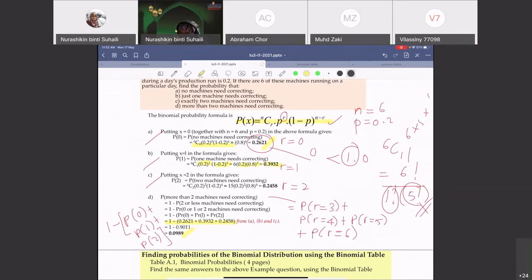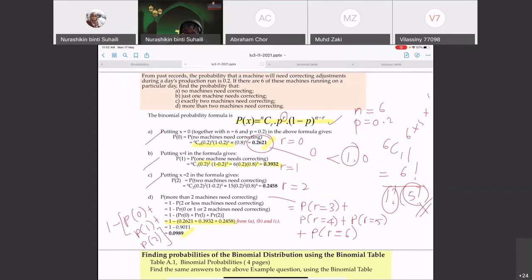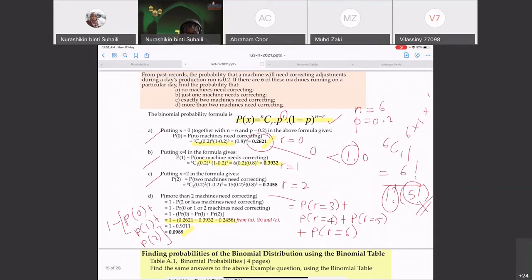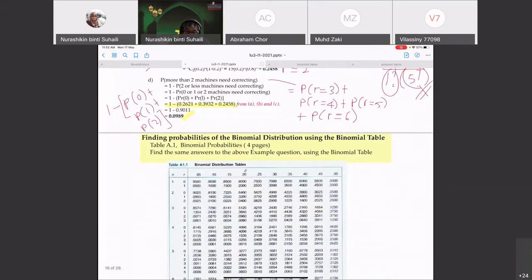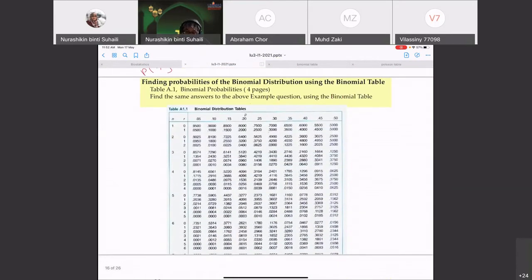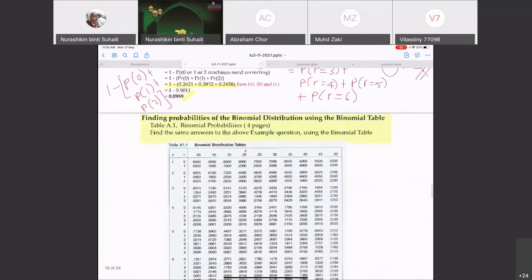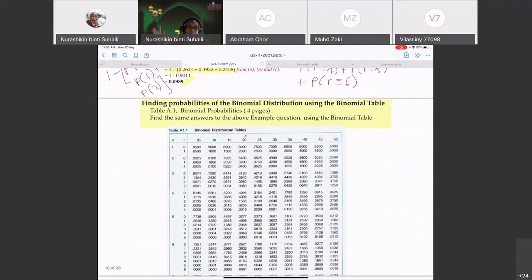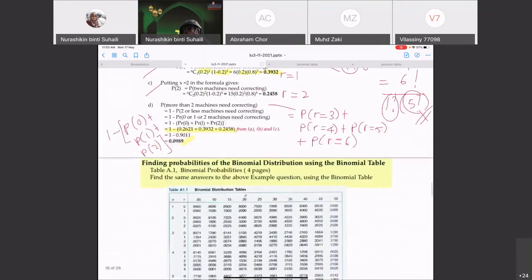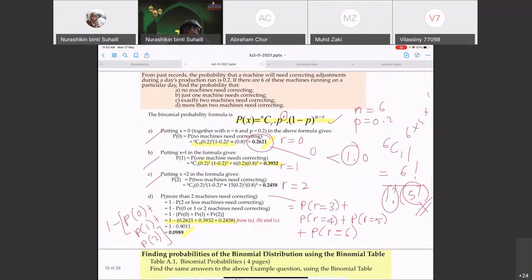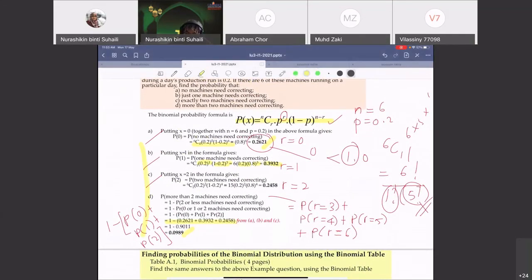When I say manually, it's because we have to calculate the n factorial and so on. Another way to solve the binomial probability is by using a table. So that's why this one is under standard distribution. We can refer to a table. If I want to use a table and not the manual calculation, instead of using the formula just now, let's answer the first question: no machines need correcting.